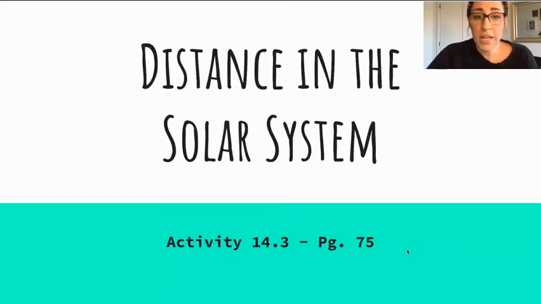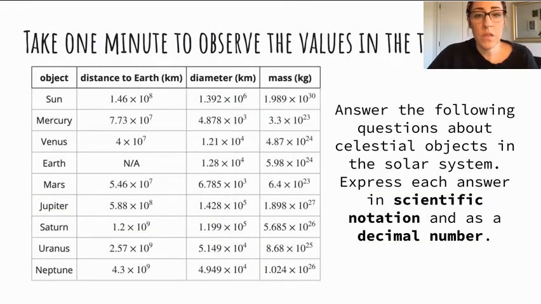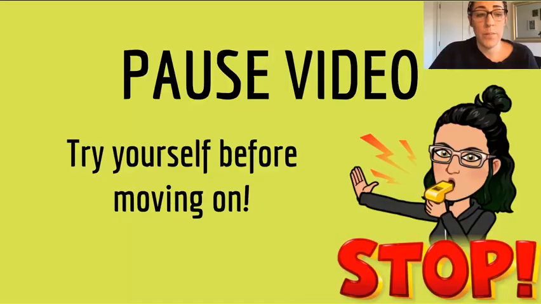Moving into the third activity, we now look at the solar system. So take a minute here to just observe the values in the table. You're going to be answering the following questions about celestial objects in the solar system. You're to express each answer in scientific notation and as a decimal number. Pause the video here and go ahead and work on questions 1 to 4.